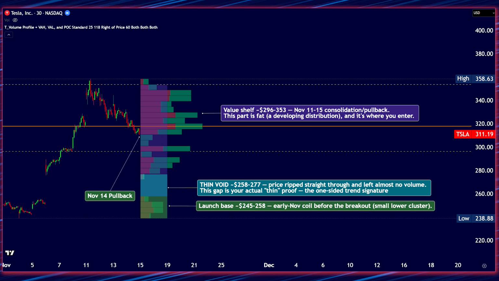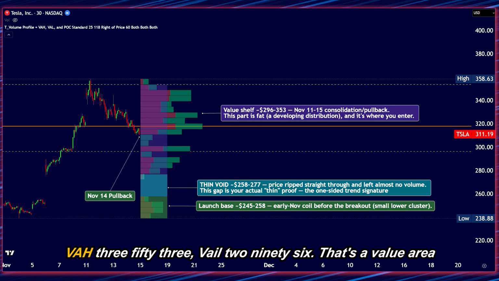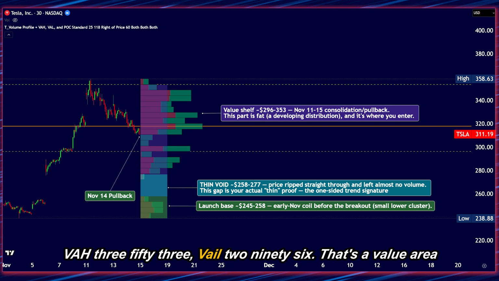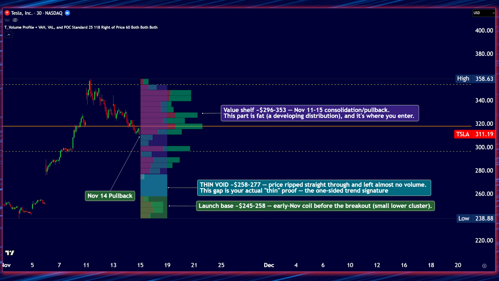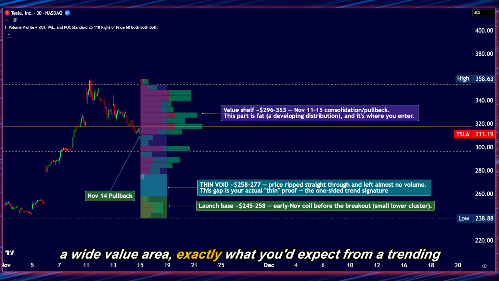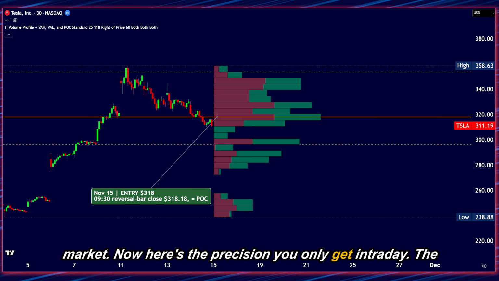Here are the levels. 30-minute, look back 118, POC 318, VAH 353, VAL 296. That's a value area width of $57, about 18% of price, a wide value area, exactly what you'd expect from a trending market. Now here's the precision you only get intraday.